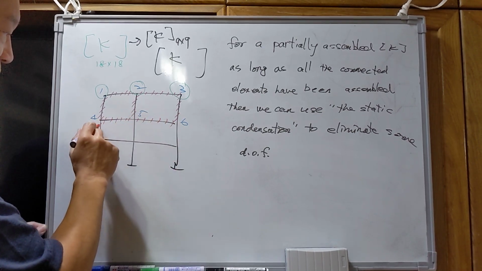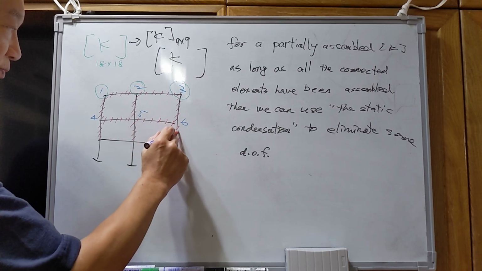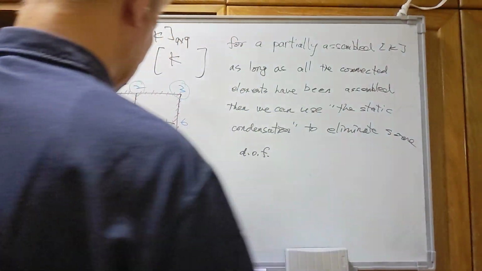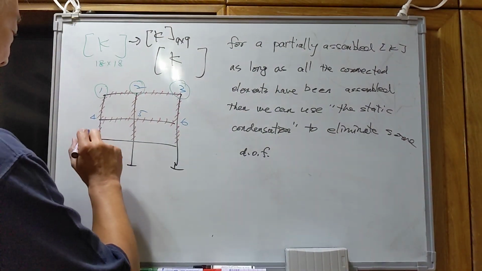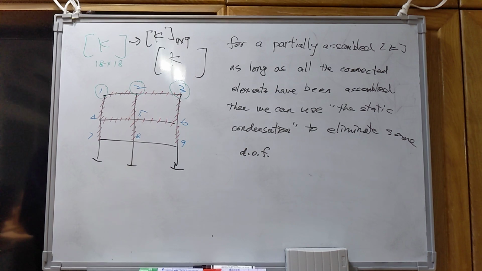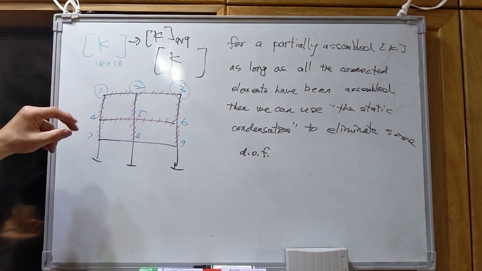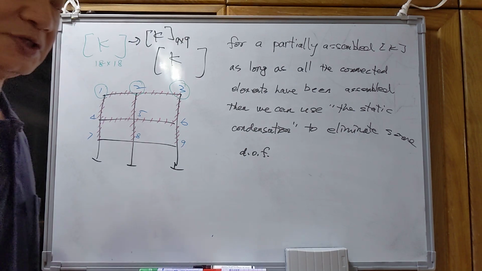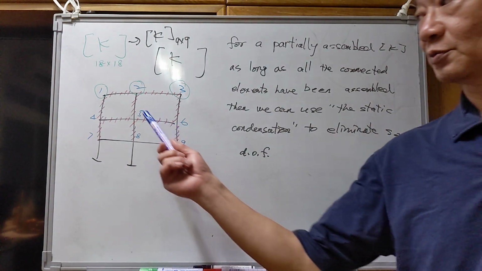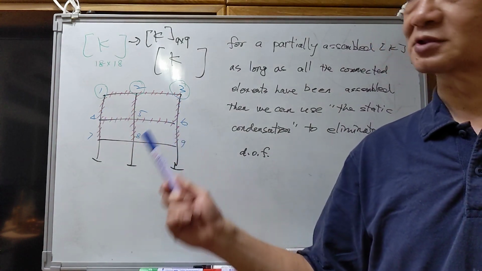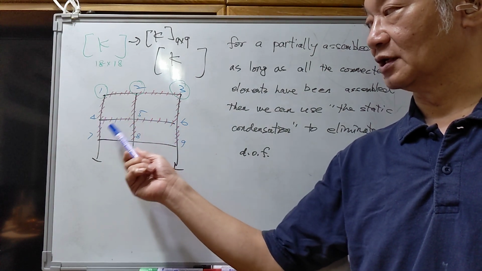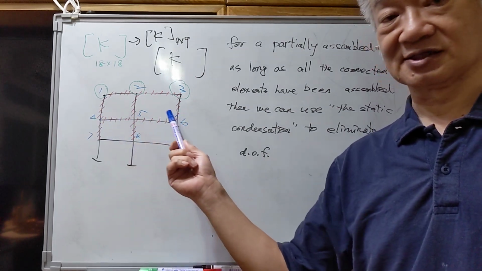Then we need to assemble the beams and the columns for the next layer, which involve node points 4, 5, and 6 and the next nodes. So after the static condensation, we now have the 9 by 9 matrix, which includes the nodal degrees of freedom for nodal points 4, 5, and 6. Then we need to assemble the 2 beam elements and the 3 column elements for the next layer.